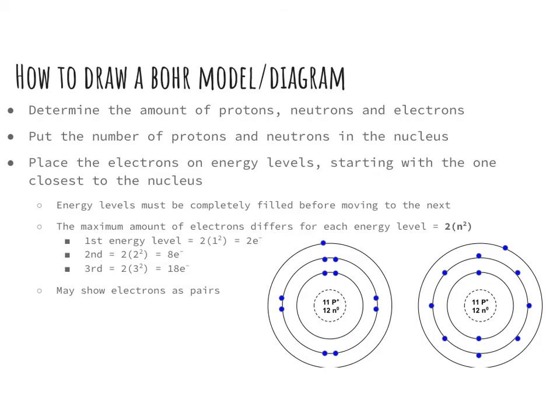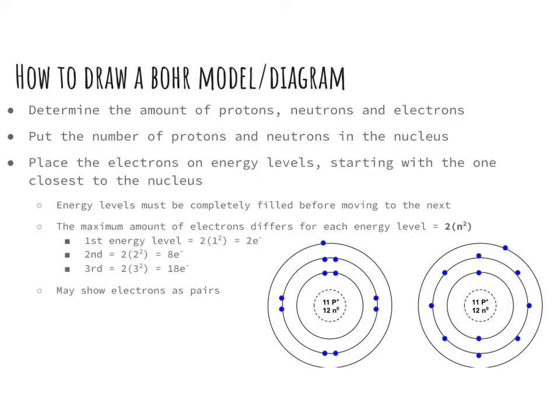You can see these a couple different ways online. I'm going to tell you how we're going to do it in this class and what's expected of you for drawing a Bohr model. So the first thing you have to do is determine the amount of protons, neutrons, and electrons. You will be given some sort of information, whether in a chart or a symbolic notation, and you might have to determine the other subatomic particles.